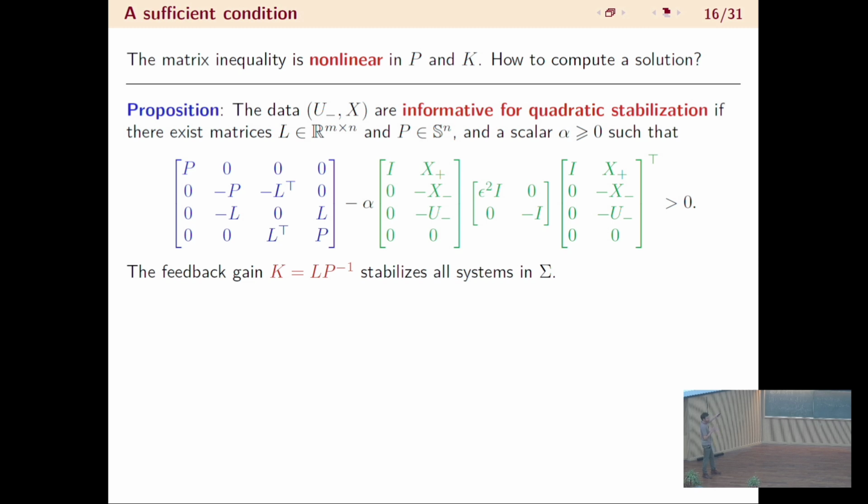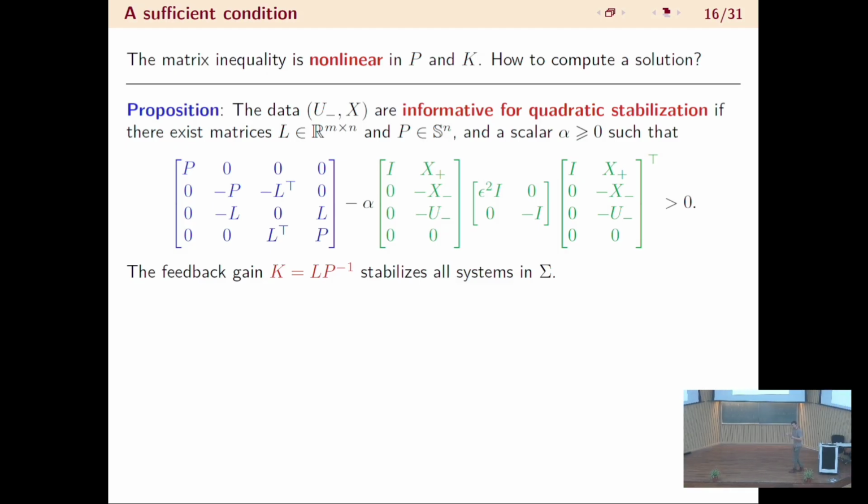One nice aspect of this inequality is that you see this matrix over here is linear in P and L, so there are no products of P with L involved anymore. And also this is linear in alpha. And so this is a linear matrix inequality. There exist numerical tools to solve those linear matrix inequalities. We'll also see an example of that in the tutorial session this afternoon. So this inequality is something that we can solve for P, L, and alpha.